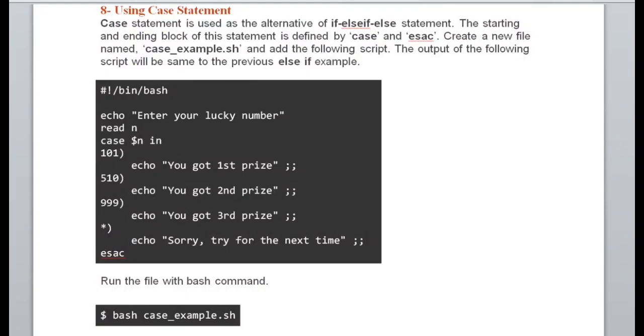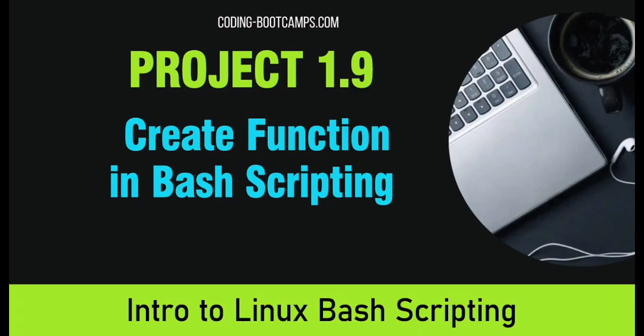Let's check that out. So, basically it looked at, is it 101? If it is, you got first prize. Is it 510? You got second prize. Is it 999? Well, then do this. And then we use this star symbol. Remember, star in regular expressions or metacharacters means all. So everything else but these 3 will run this. So that is what the case statement does and how it's used.